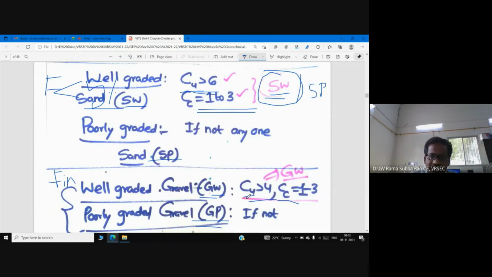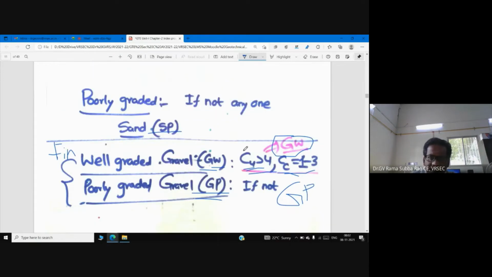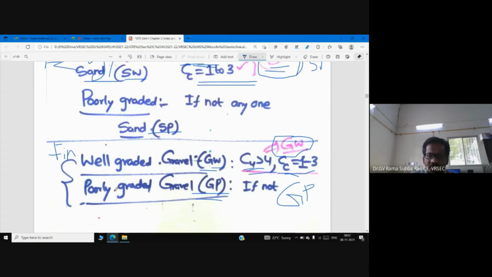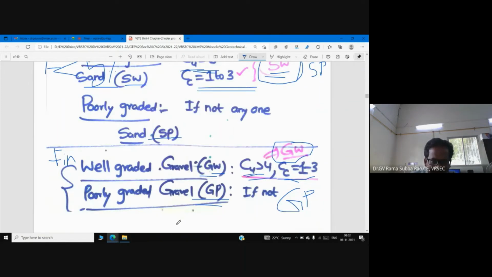If Cu is greater than 4 and Cc is between 1 to 3, then the gravel is well graded. If not, it is poorly graded, GP. So these are the conditions we have to understand. First, we have to pass this soil through the 4.75 mm sieve. If more than 50% is retained on 4.75, then it is gravel.